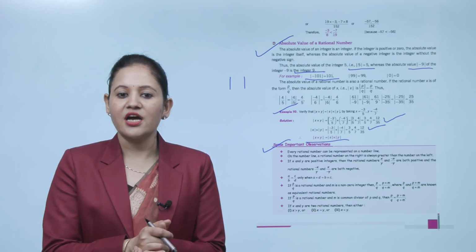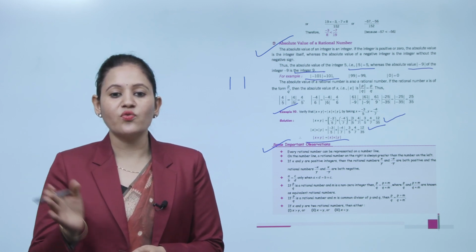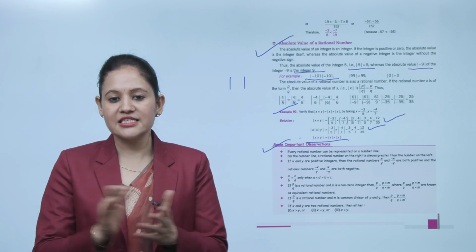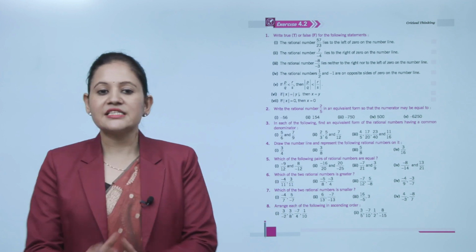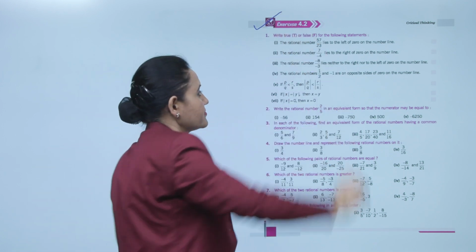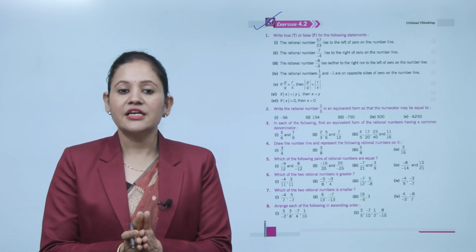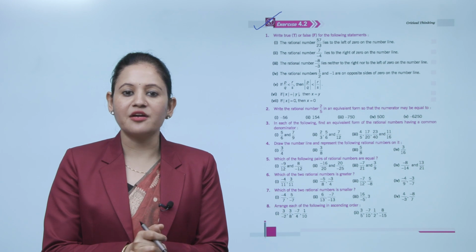If x and y are two rational numbers, then either x is greater than y, or x equals y, or x is less than y. Next is exercise 4.2. Write T for true and F for false for the following statement.